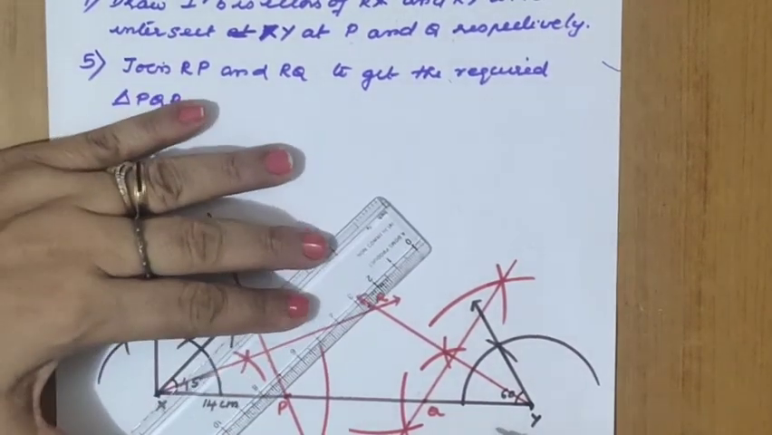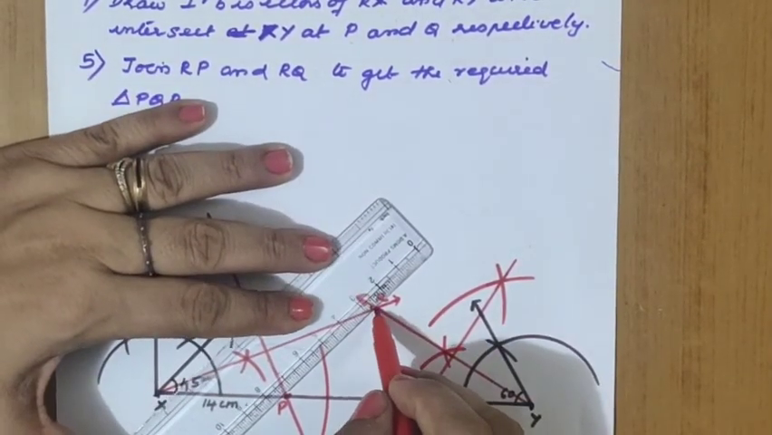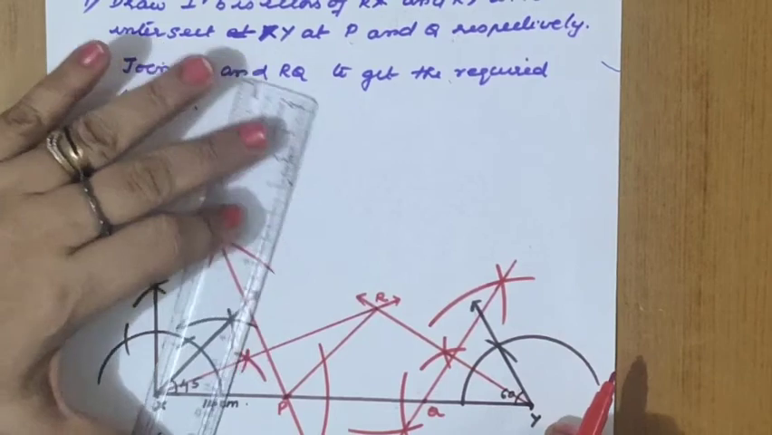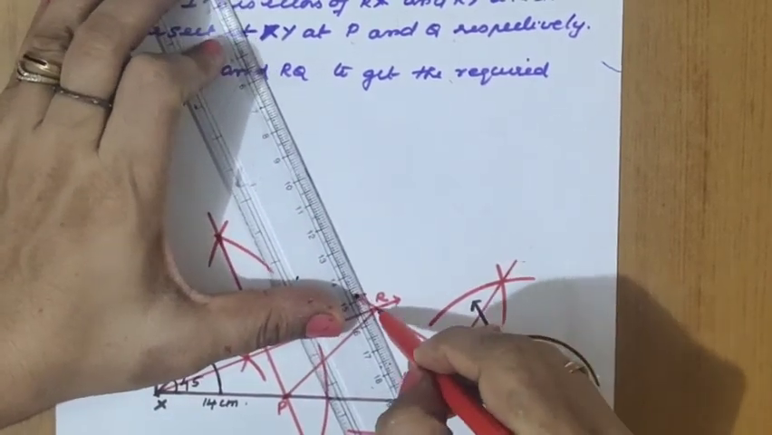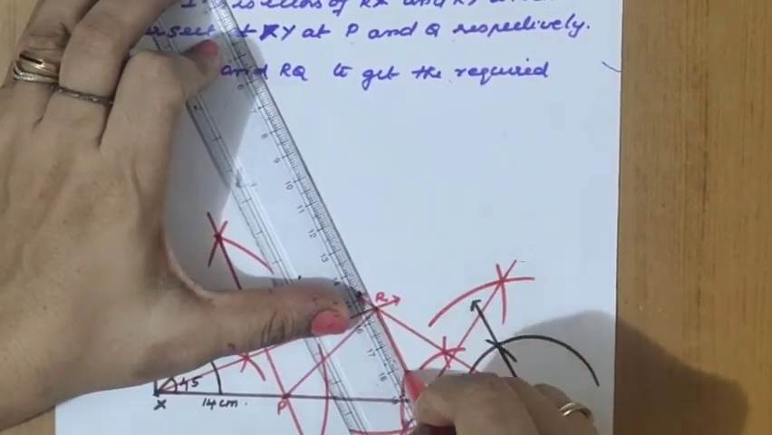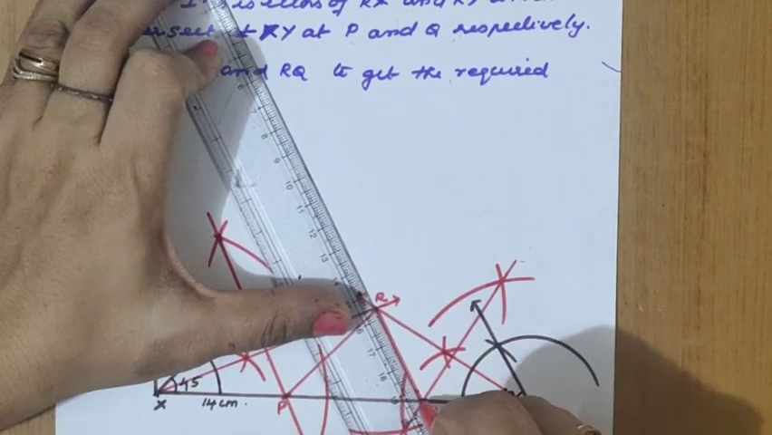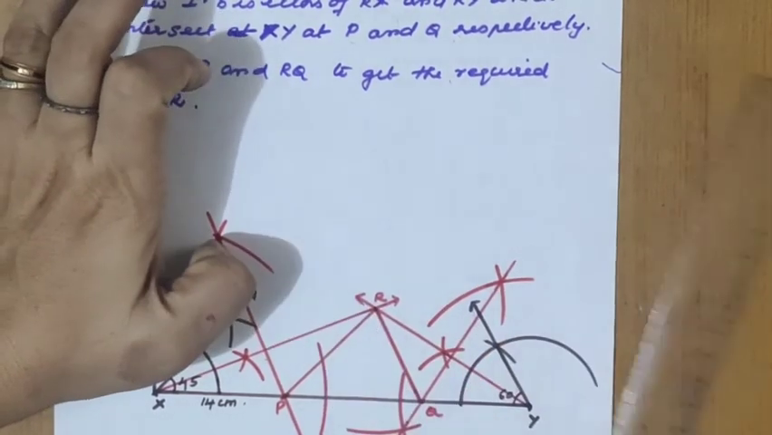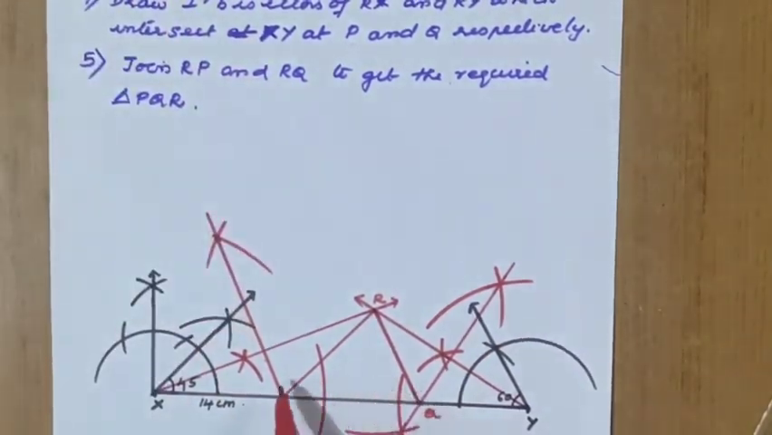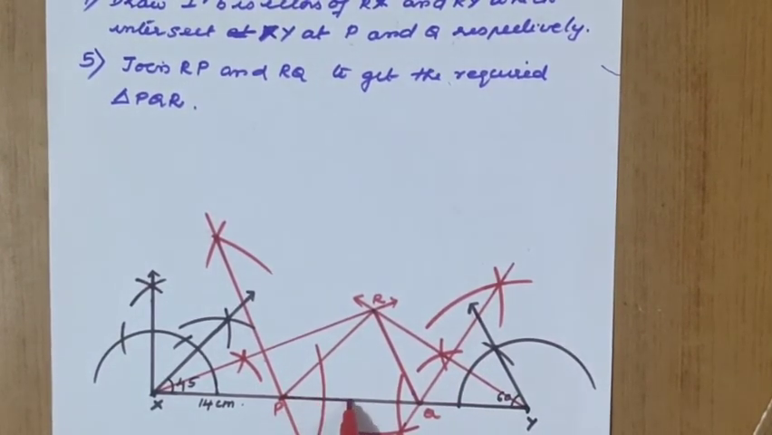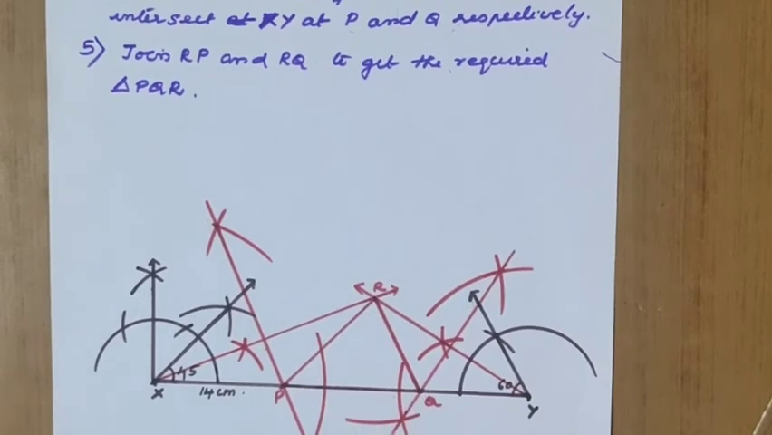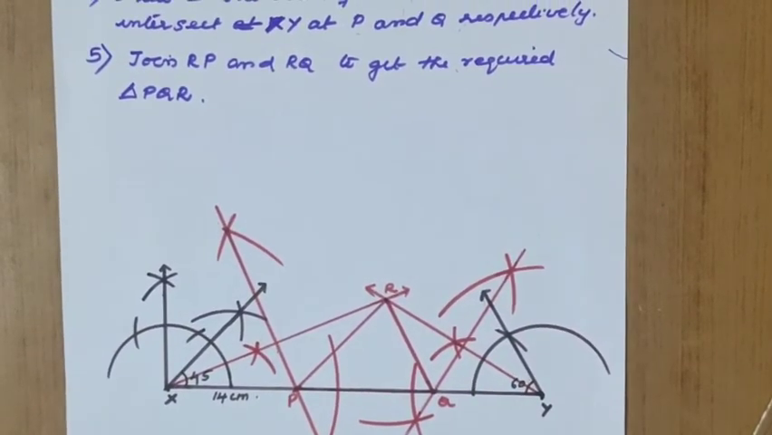Now we should join PR. Again QR. Slight deviation is there. Okay. So we are getting PQR is the required triangle. See, PQR is the required triangle.